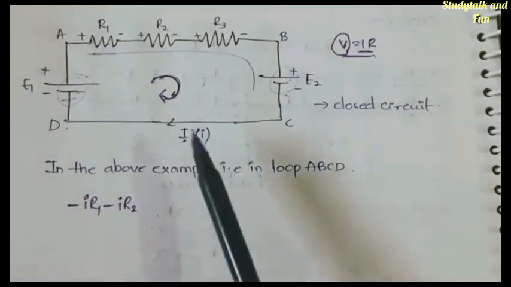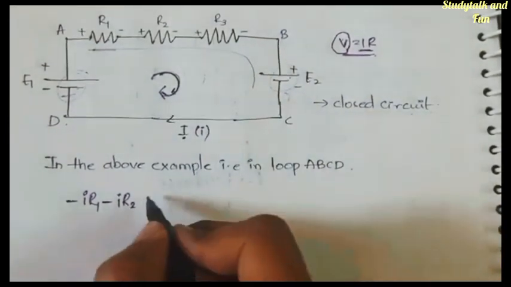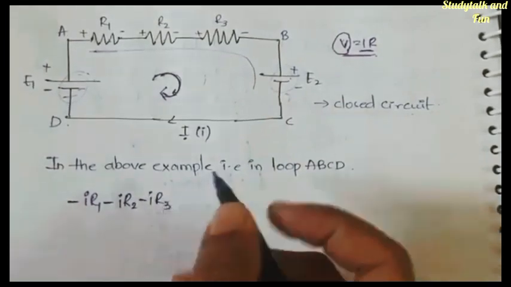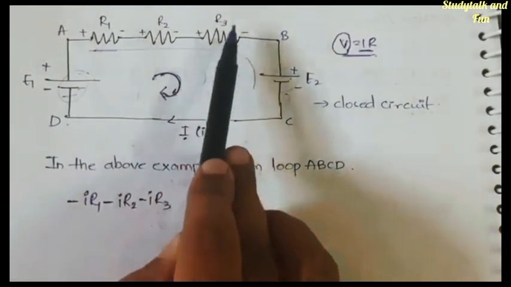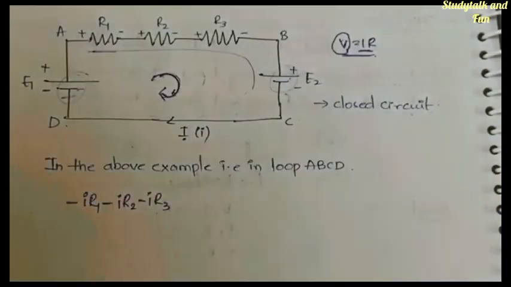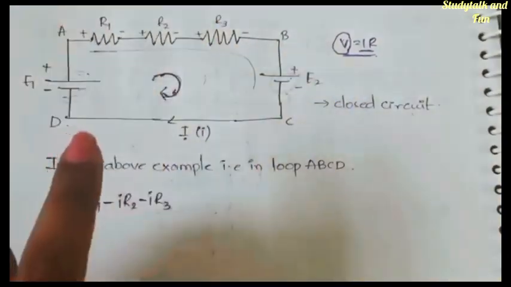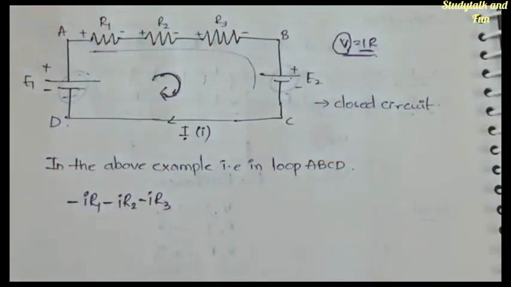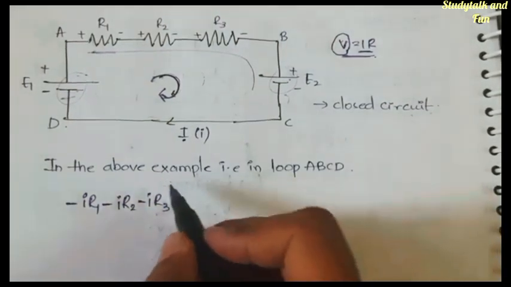IR2, next IR3. Why minus again? Because again from plus to minus it is going, right? And what is the current? I. See, in some cases you will have a junction here, you will have a separation here, two different loops. In that case you need to calculate the equivalent current. That is a different scenario that I'll explain in the next video with a more complicated example, but for this this will be enough.